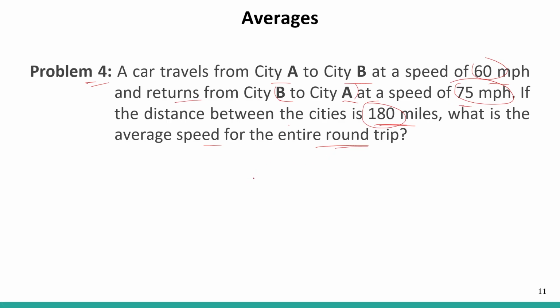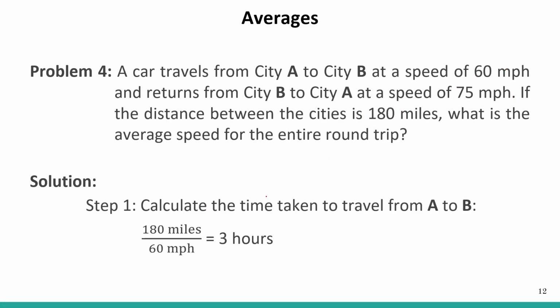So average speed, so let's find out the time taken to travel from A to B. He is going from A to B. The time he takes is equal to what? Distance by speed, that is equal to 180 by 60. Since they are in miles per hour, we can directly divide and get the time in hours. So it takes 3 hours.